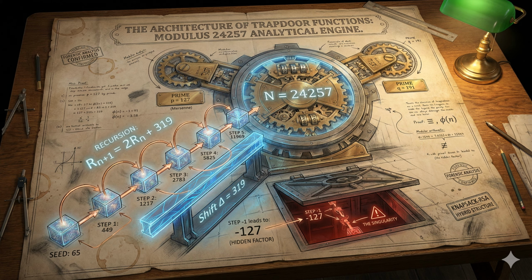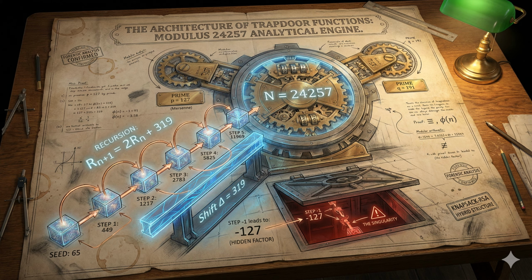But here's the critical part, the part that made me gasp when I read the report. The singularity. It's what happens if you go backward. We know the forward direction is double it and add 319. So the backward direction, the way down the ladder, must be the inverse. Simple algebra. Subtract 319, then divide by 2.